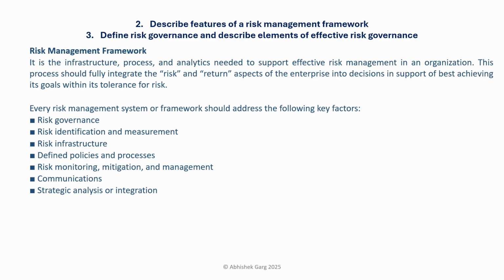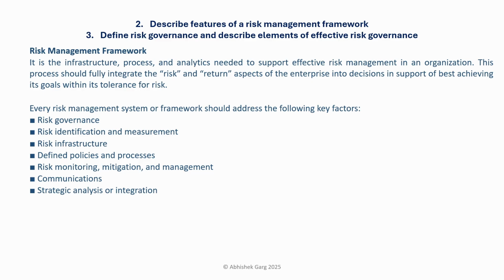A risk management framework addresses the following key factors. First is your risk governance. This is a board level decision making process. Then is your risk identification and measurement. It basically means that you are identifying the risks that you are taking and then you are measuring those risks. Third is your risk infrastructure. It basically refers to the systems, processes, and people that are involved in the risk management process.